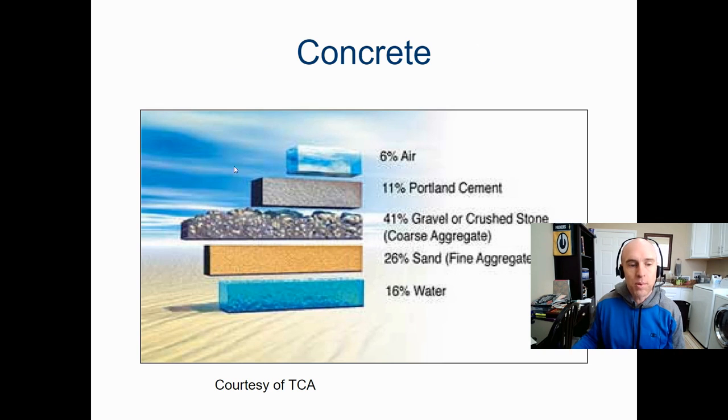So this is sort of the breakdown of what is in concrete. Concrete is 6% air, 11% cement, but most of it is gravel and crushed stone. And sorry that this image is a little bit grainy here, but that's what it says, gravel or crushed stone. And then you have a bunch of sand, 26% sand, 16% water. That is generally what concrete is made out of. So it's only roughly about 10% cement. The rest of it is gravel and sand.